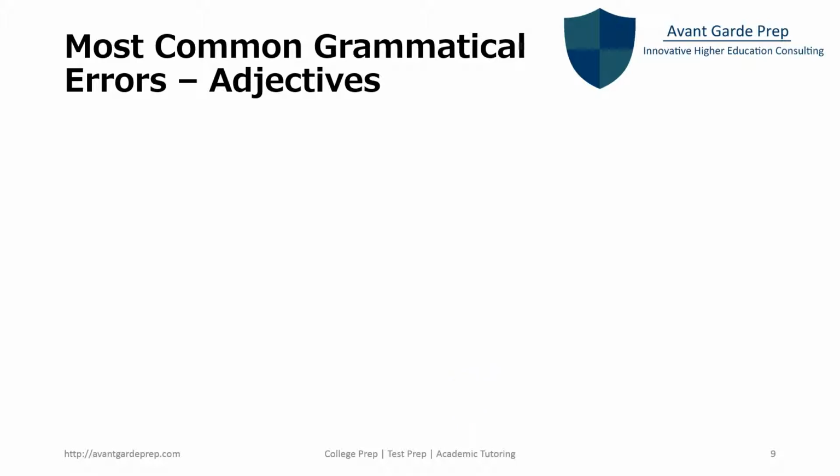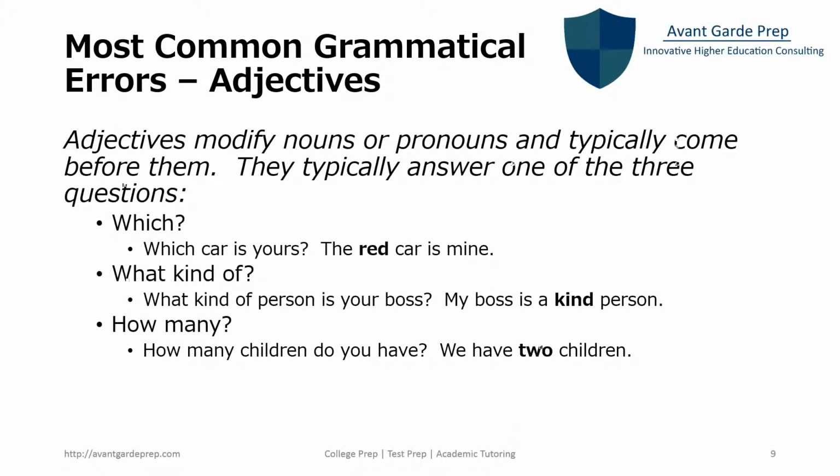Okay, next up we have adjectives, and adjectives are modifiers that modify nouns or pronouns and typically come before them, and they typically answer one of the 3 questions: which, what kind of, and how many. So which car is yours? The red car is mine. Red being our adjective.